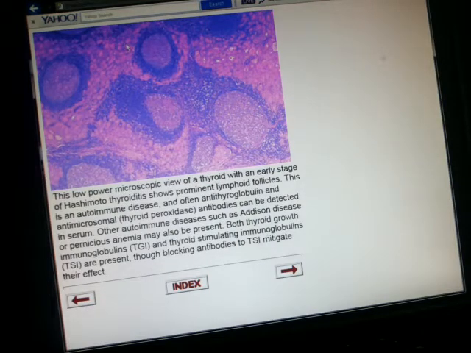This is the microscopic section of Hashimoto thyroiditis. These are the follicles, and in between we can easily notice the presence of lymphoid tissue or lymphoid follicles with well-defined germinal centers.